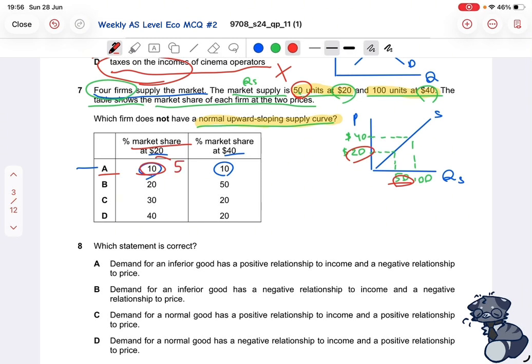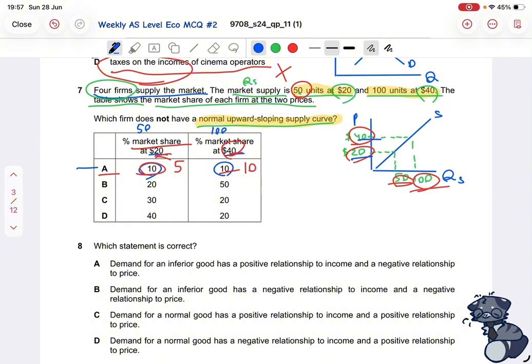Do the same with the quantity supplied at $40. At $40, 100 units are supplied. What is the percentage that firm A contributed to the 100 units? It contributed 10%. So out of 100, that means that it supplied 10 units. Now do the same calculation for every firm to find out the quantity supplied of each firm at $20 and $40. To make it simpler, since at $20, 50 units are produced, we put 50 up here. At $40, it is 100 units.